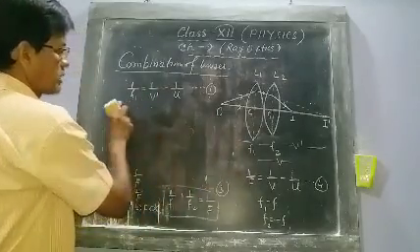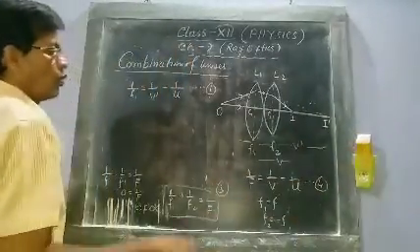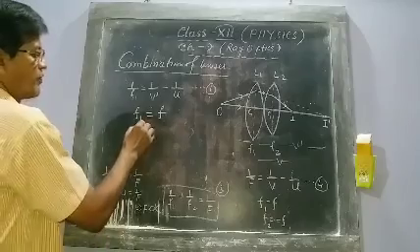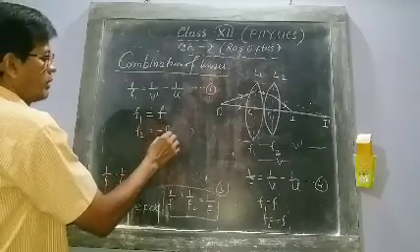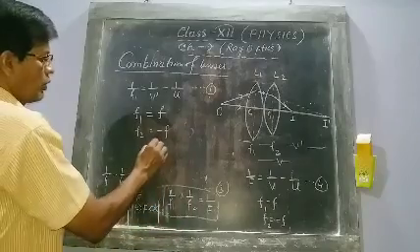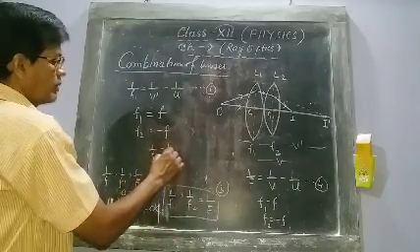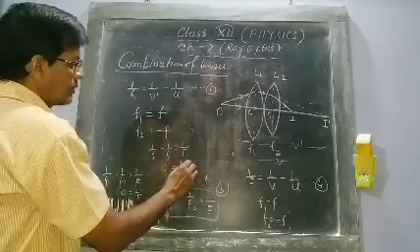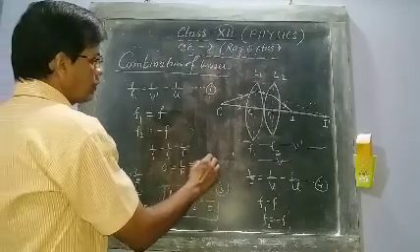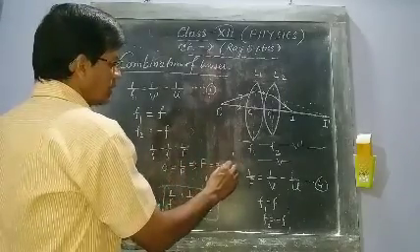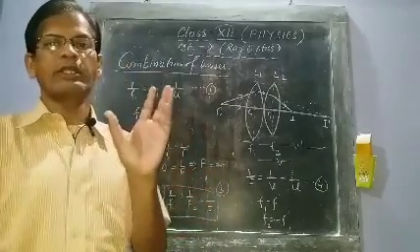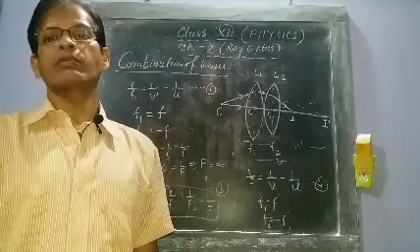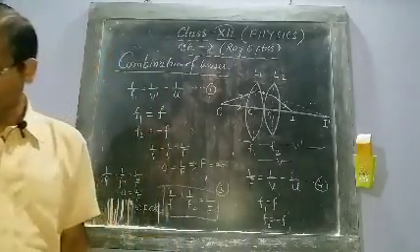If we consider that one is a convex lens of focal length f and the other is concave, then 1 by f minus 1 by f equal to 1 by capital F. This is 0, so 0 equal to 1 by F. So F equal to infinity. So focal length will be infinity. That means this lens combination behaves as a plain glass plate.